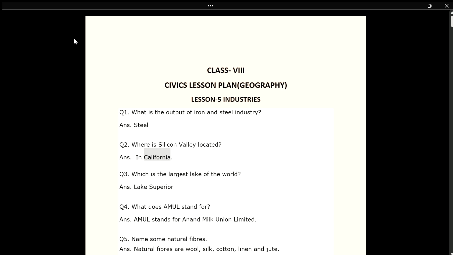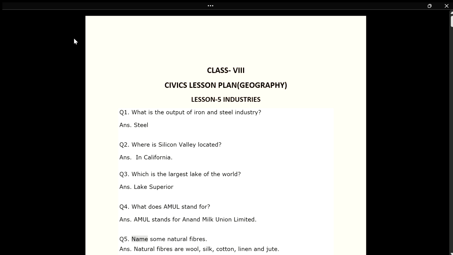Ans. In California. Q3. Which is the largest lake of the world? Ans. Lake Superior. Q4. What does Amul stand for? Ans. Amul stands for Anand Milk Union Limited.